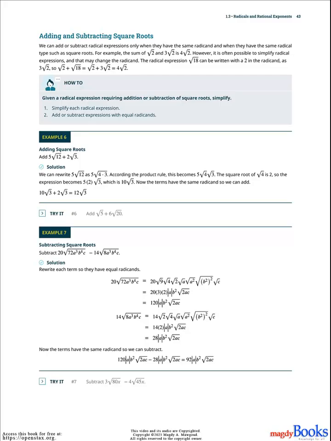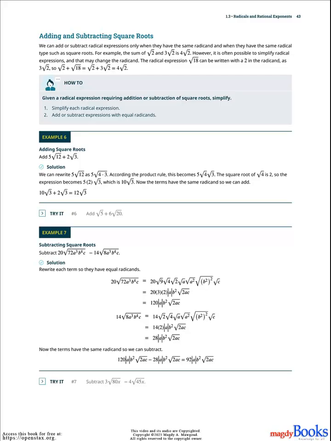The radical expression square root of 18 can be written with a 2 in the radicand as 3 square root of 2, so square root of 2 plus square root of 18 equals square root of 2 plus 3 square root of 2 equals 4 square root of 2.